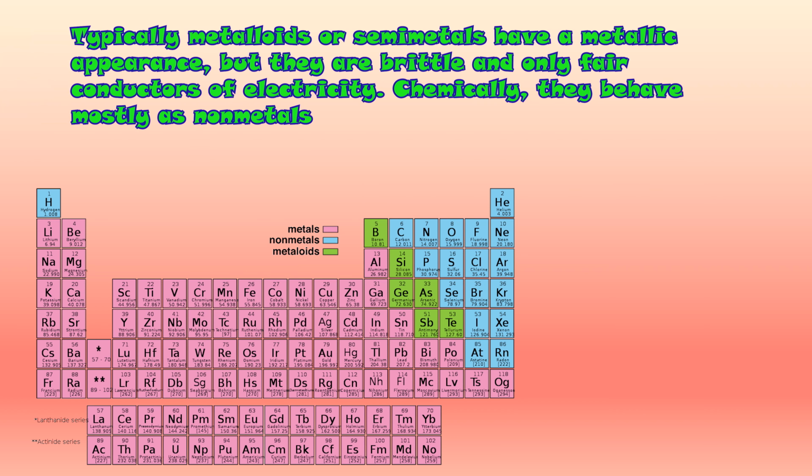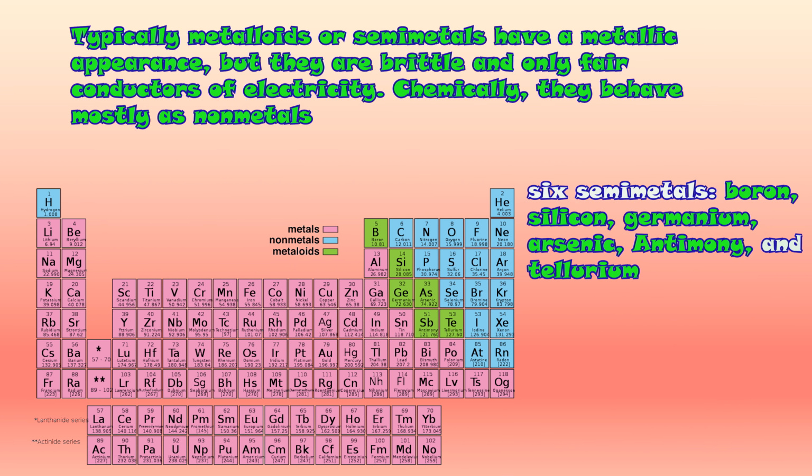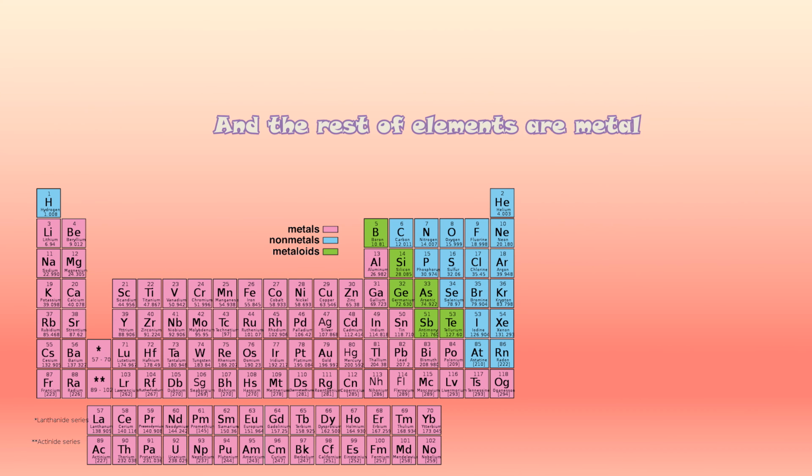Then semimetals. Typical metalloids or semimetals have a metallic appearance, but they are brittle and only fair conductors of electricity. Chemically, they behave mostly as nonmetals. The 6 commonly recognized semimetals are boron, silicon, germanium, arsenic, antimony, and tellurium. And the rest of the elements are metals.